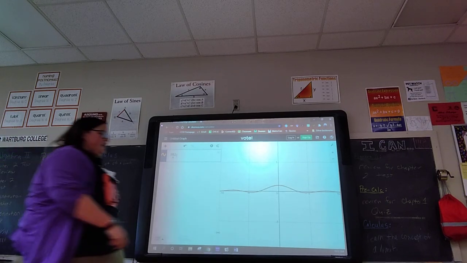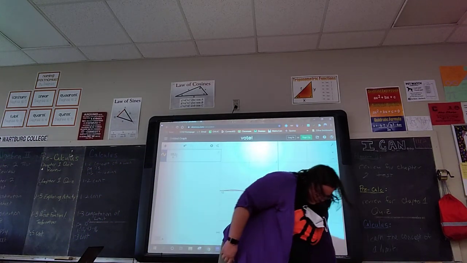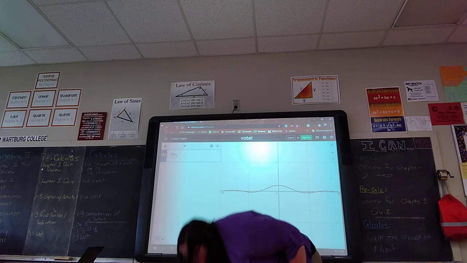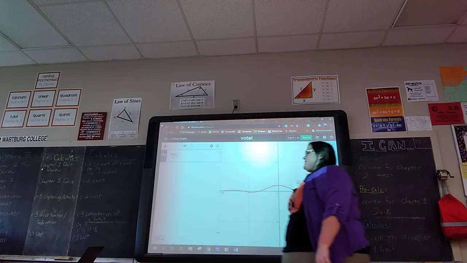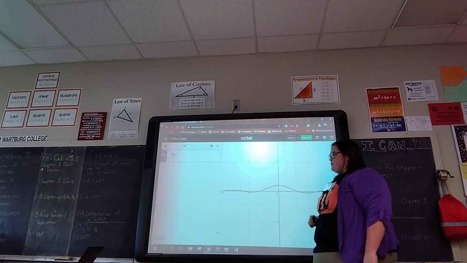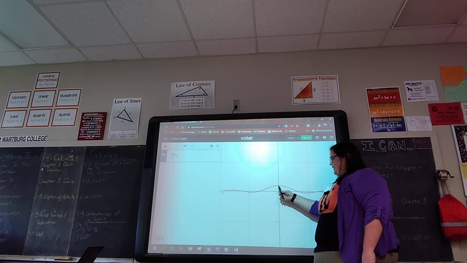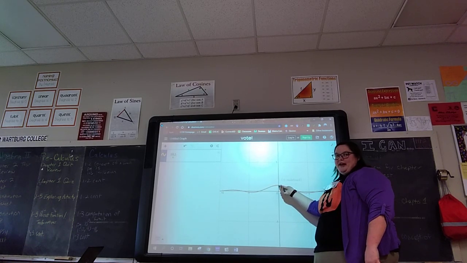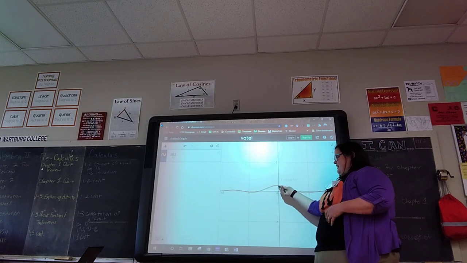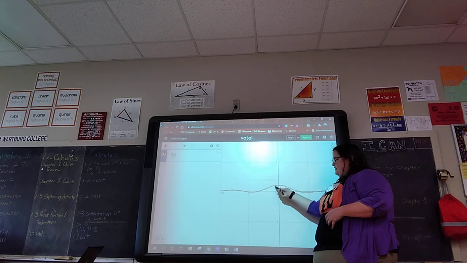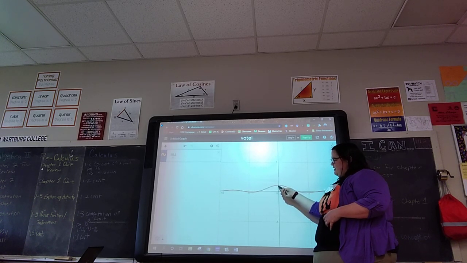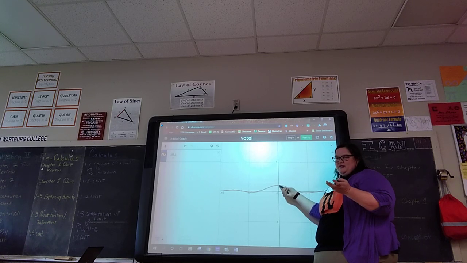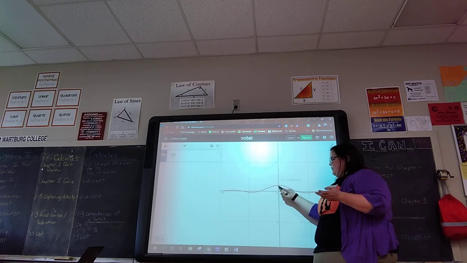So if we look here, this is sine of x over x. What we're worried about is 0. See if I put my point right at 0, see how it says it's undefined? But notice on either side of it, it kind of looks like it's going to a number. What's that number? 0.999, or close enough to 1.